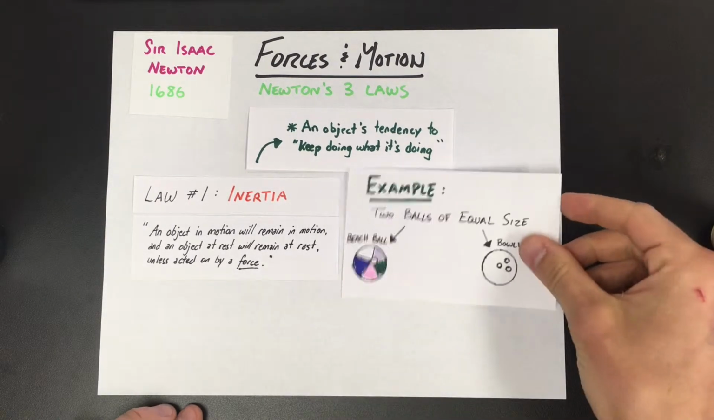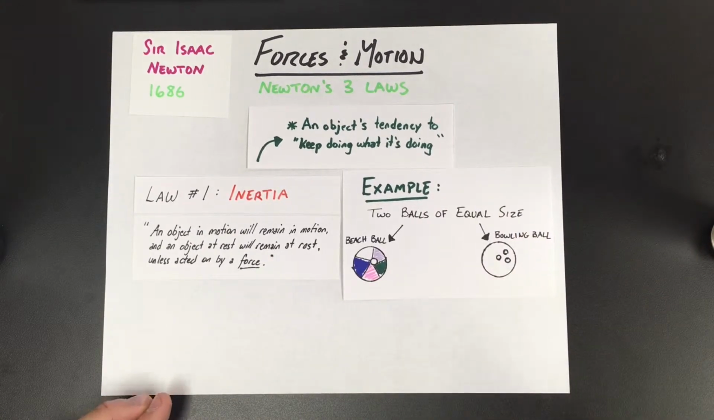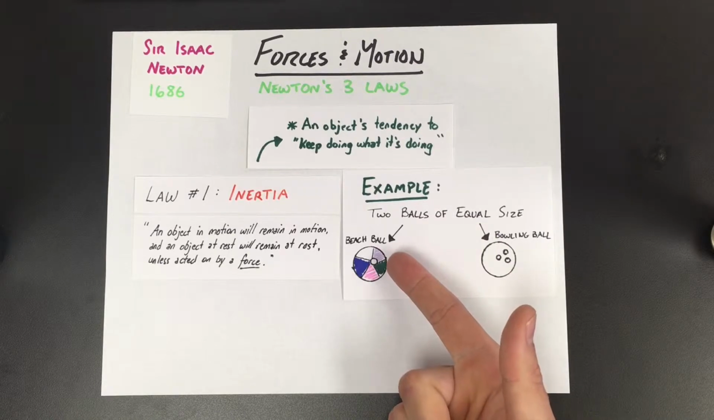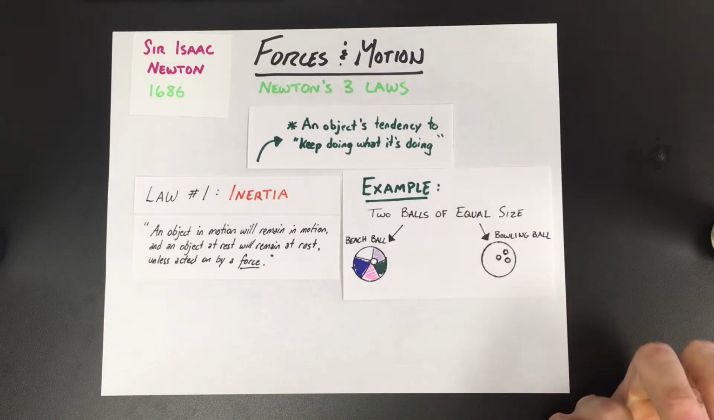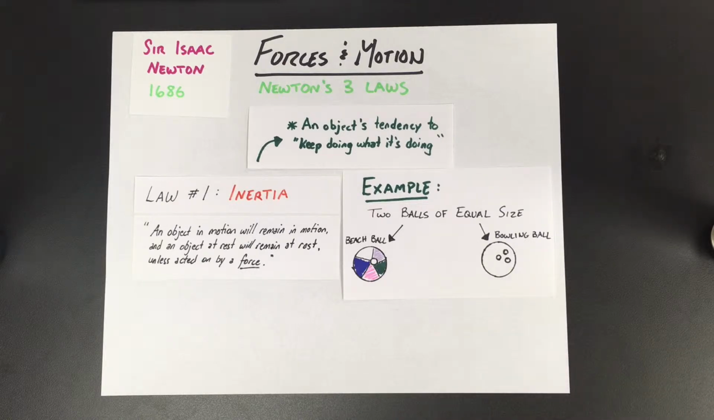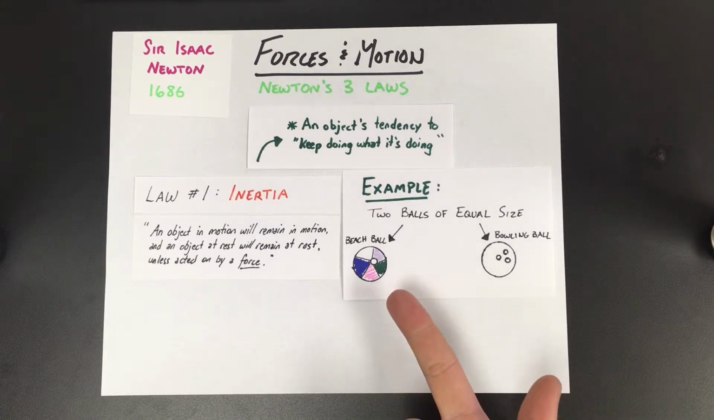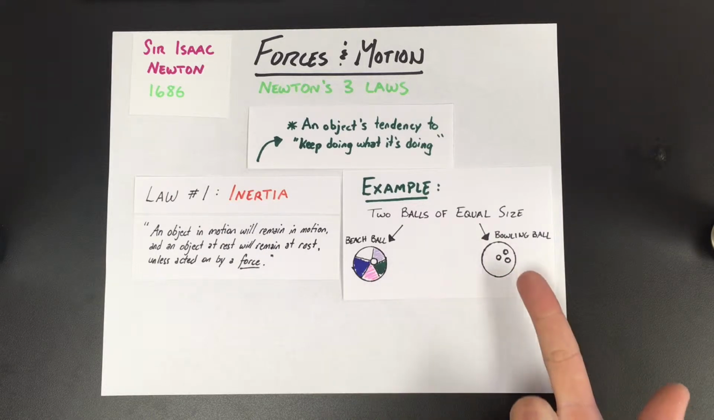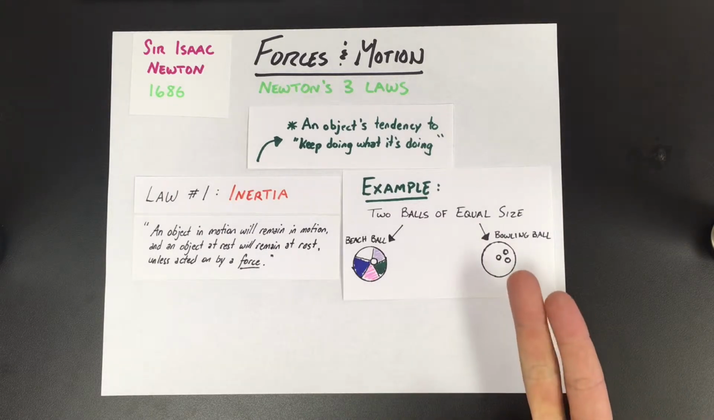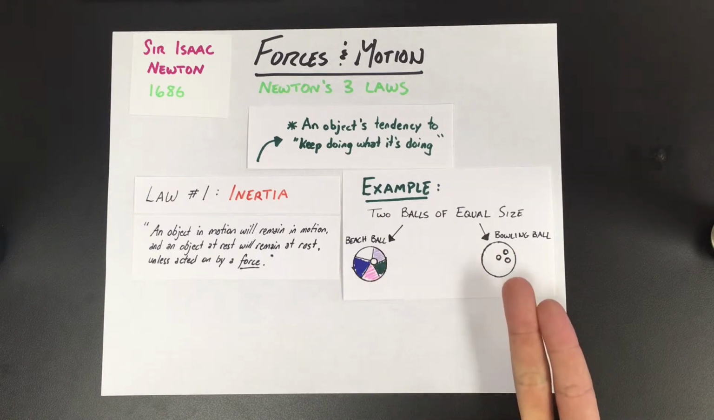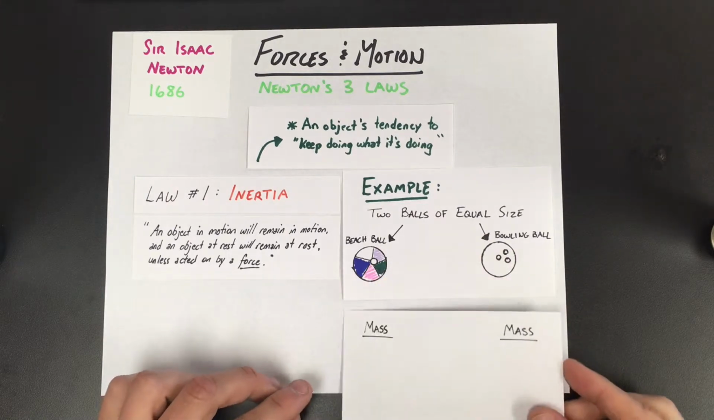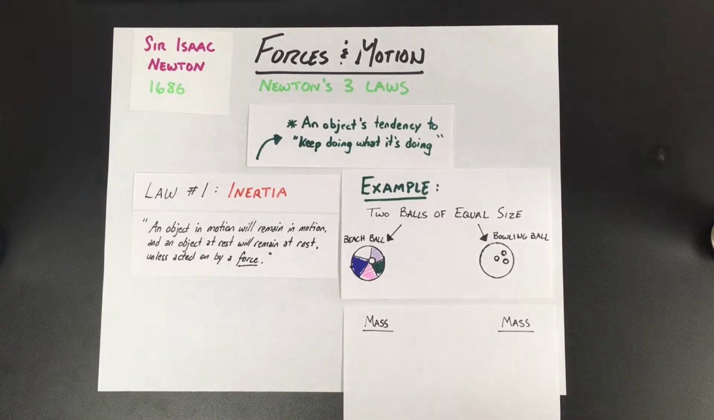Let me give you an example. Let's say that there are two balls of equal size, but one of them is a beach ball and one of them is a bowling ball. Now, common sense would tell you that if you set down the beach ball and rolled it, it's going to be a lot easier than trying to do the same thing with a bowling ball. Likewise, it would be a lot easier to stop a beach ball from rolling than a bowling ball. But why is that? See, this all has to do with mass, and inertia has everything to do with mass.